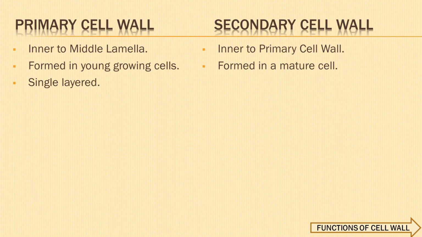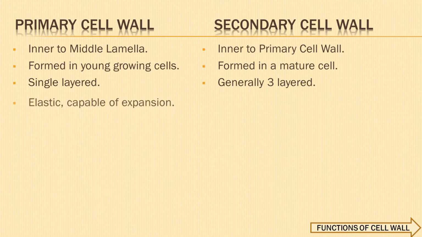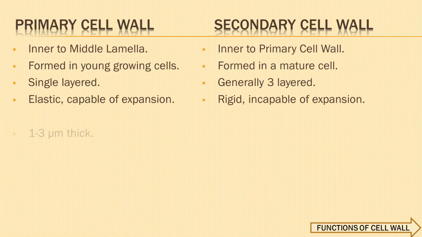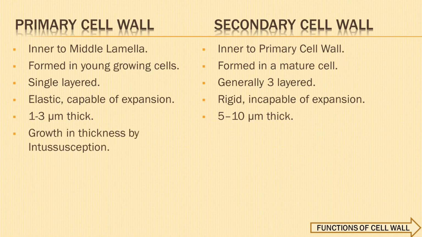Primary cell wall is single layered, while secondary cell wall is generally three-layered. It is elastic, capable of expansion. This is regarding primary cell wall, whereas the secondary cell wall is rigid, incapable of expansion. It is 1 to 3 micrometer thick. This is again regarding primary cell wall. 5 to 10 micrometer thick is secondary cell wall.